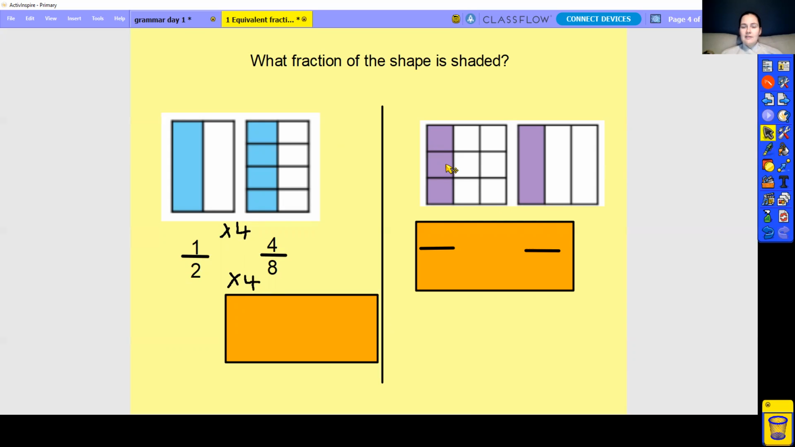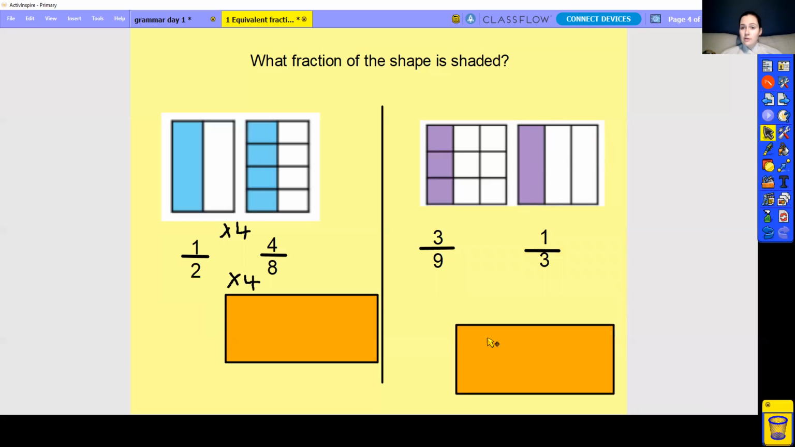Okay, so let's go for it together. So this one here, you've got 1, 2, 3, 4, 5, 6, 7, 8, 9. And 3 out of 9 are shaded in purple. That gives you the fraction of 3/9. Now this one here, you have got 1 out of 3. That gives you the fraction of 1/3.